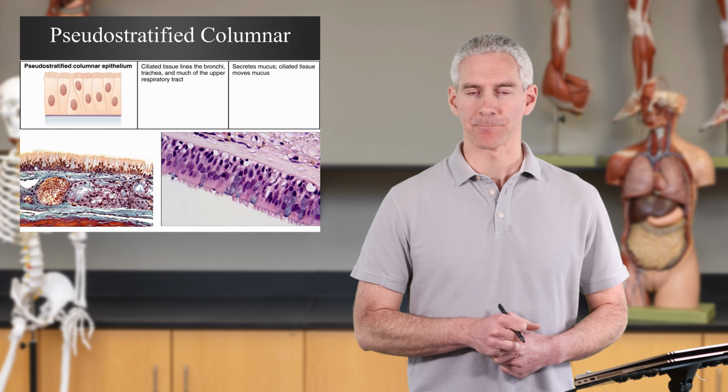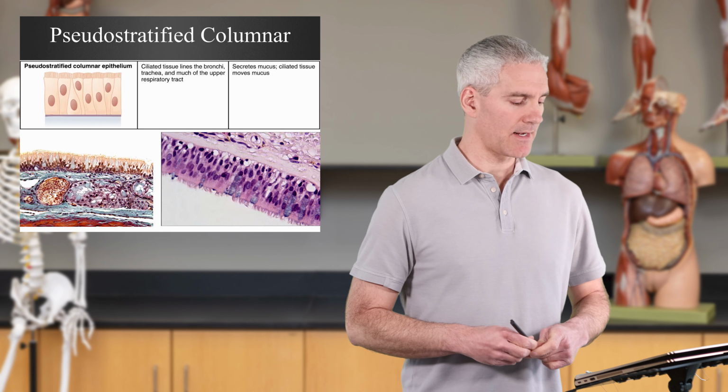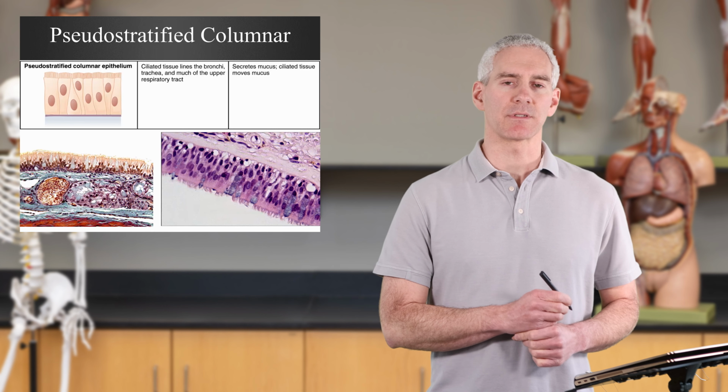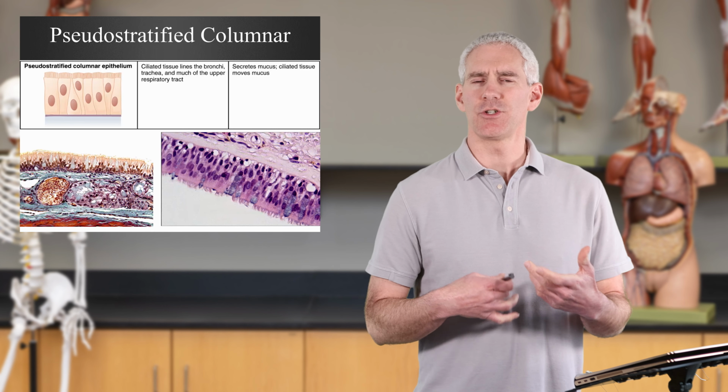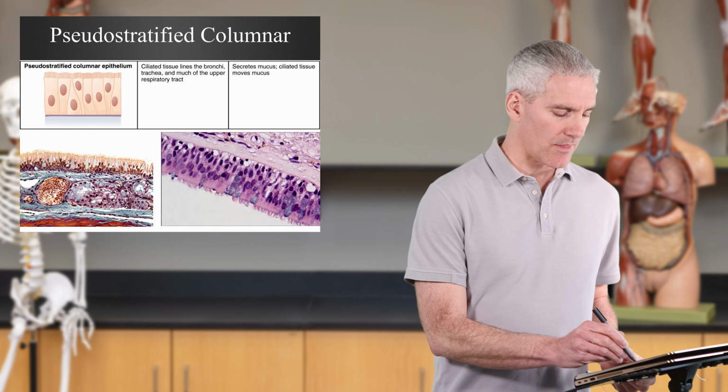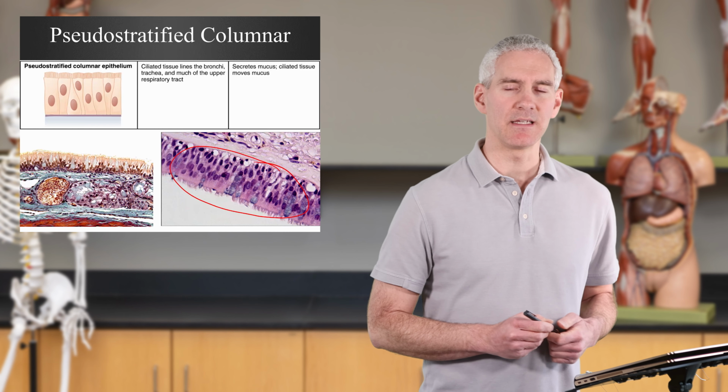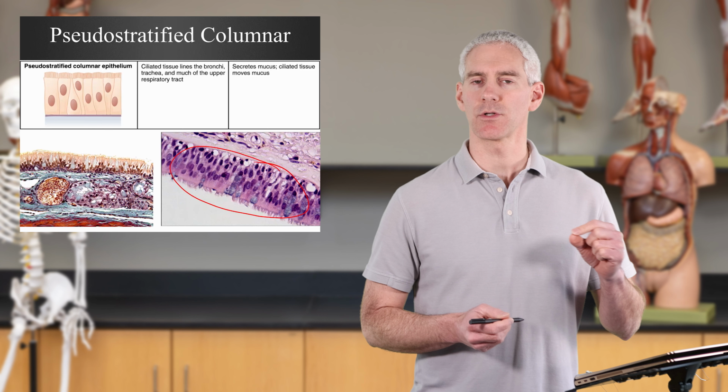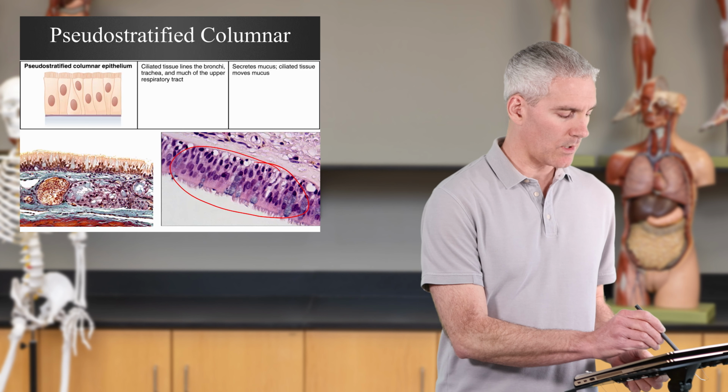Pseudostratified columnar. In the case of pseudostratified columnar, both of these examples are going to be ciliated. We're just trying to show the different variation here. This is the area that shows the pseudostratified columnar, as well as this area.